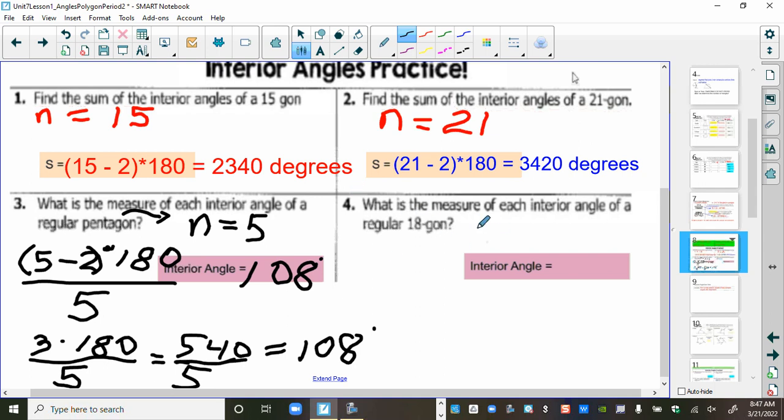Okay, what about this next one here? What's the measure of each interior angle of a regular 18-gon? Well, what's our value of n? How many sides? Similar to up here, the 21-gon, n was 21. The 15-gon, n was 15. So for this one, n is what number? 18.